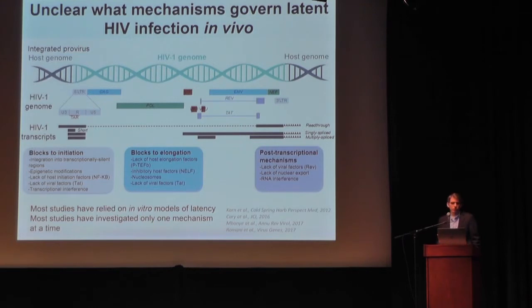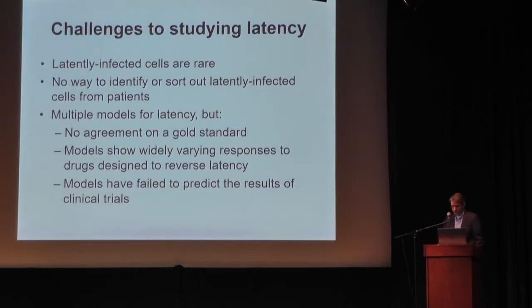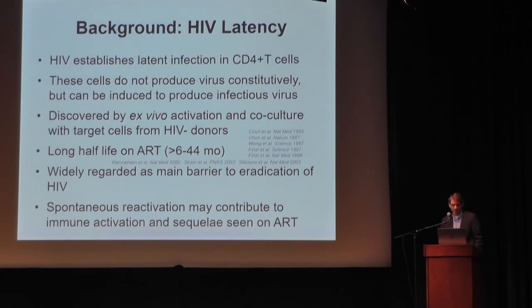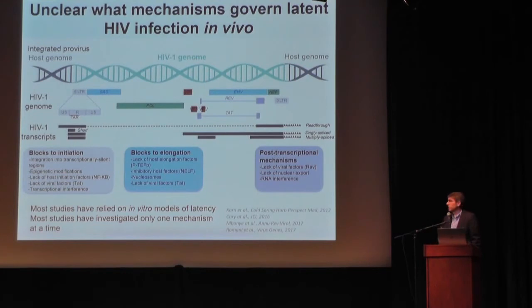But one of the realizations we had was that these mechanisms will produce different types of transcripts. For example, if you don't have initiation of HIV transcription, you'll have HIV DNA, but you won't have any HIV RNA, except for one particular mechanism called transcriptional interference, which is where you have transcription from a neighboring human gene that continues into the HIV DNA, prevents binding of factors to the HIV promoter, and blocks HIV initiation.